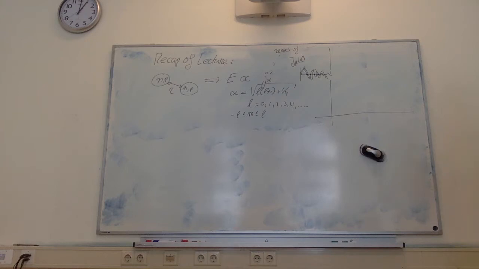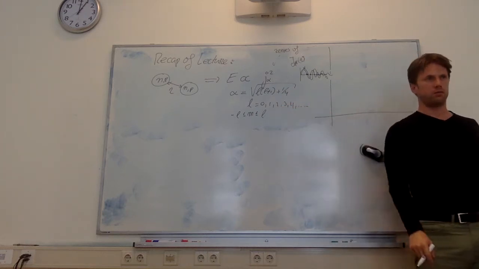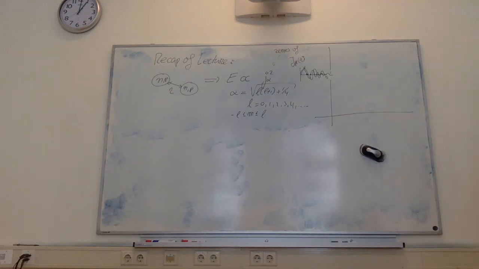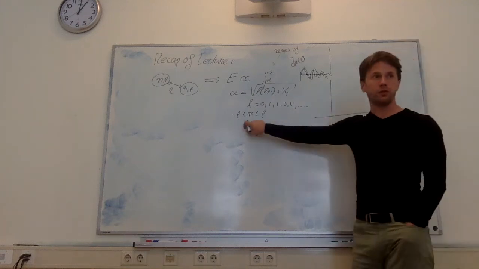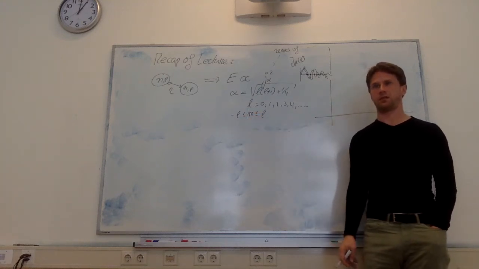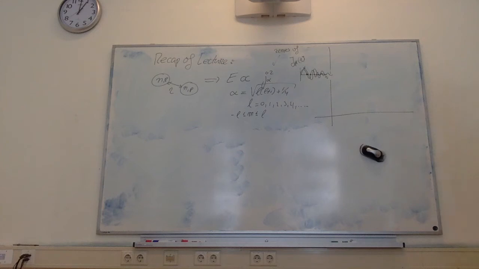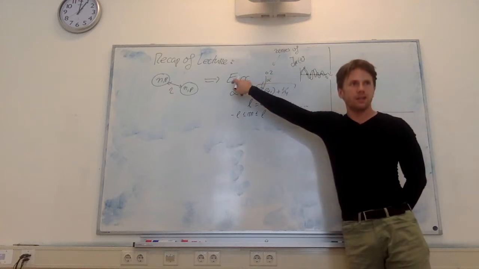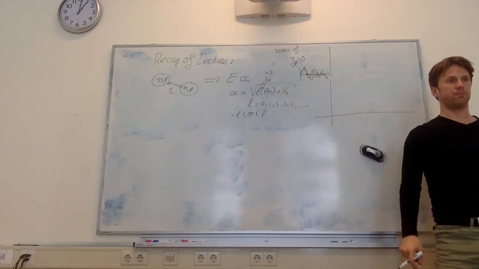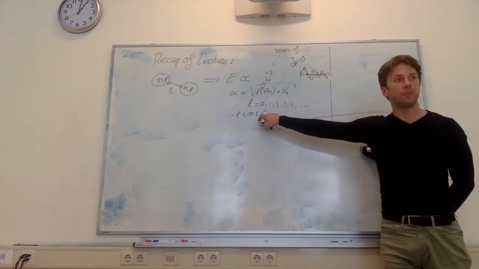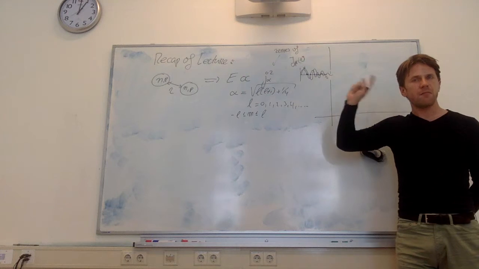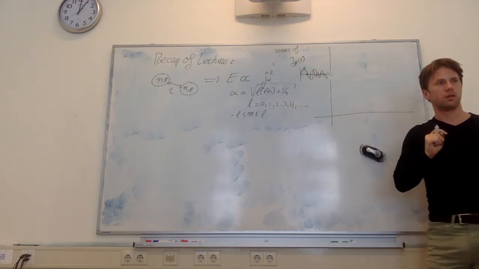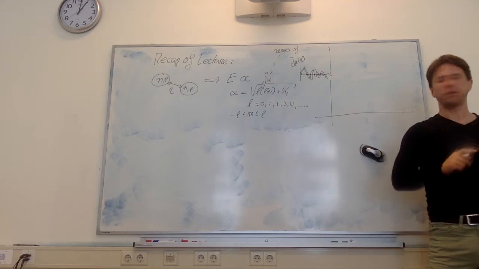Here's another question. Suppose I've chosen my L value, and within a certain L value you have different M values too. Do those change the energy? No. That's the correct answer. Because my alpha value, the thing that will change our energies, does not depend on M. So if I've chosen my L, it doesn't matter how I choose my M, it will give the same energy. How many different M values are there per L? 2L plus 1.